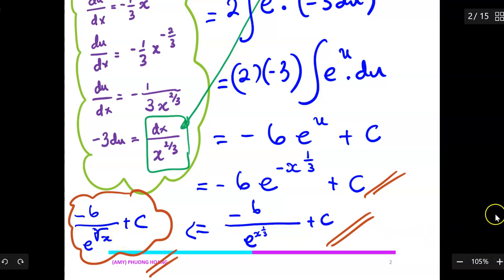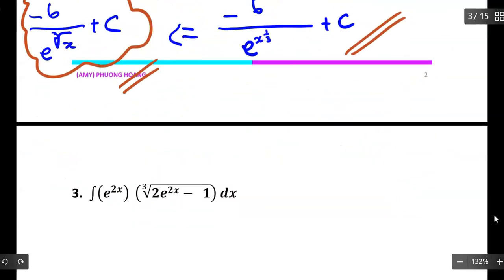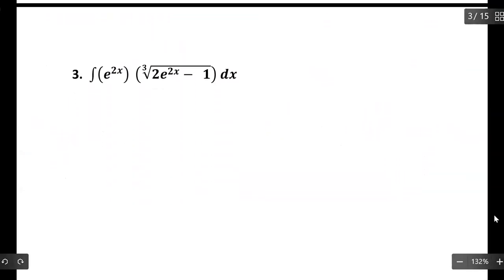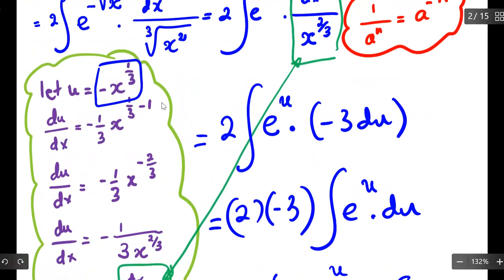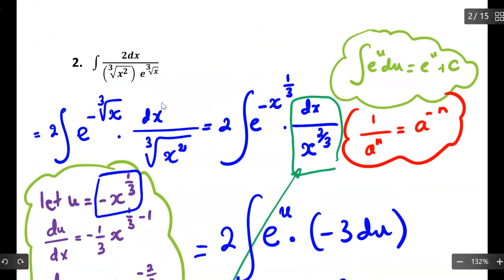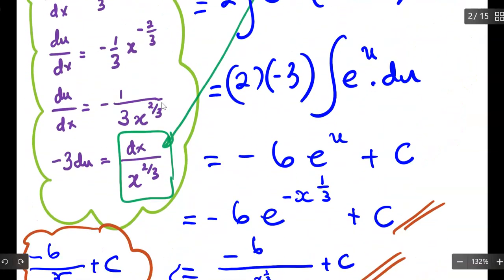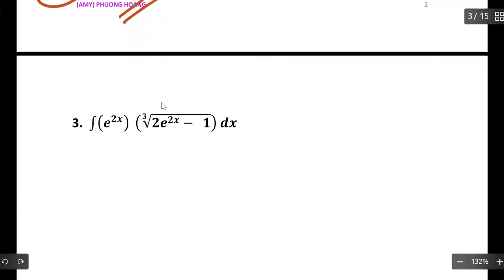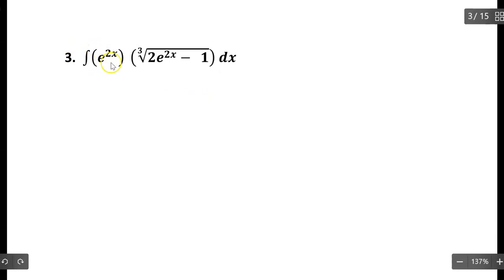Okay, so I do have time, so let me continue with the next question. Now you see right here, you also have e raised to the exponent something. So right away, I said let u equal to the exponent of e. But if you let u equal to 2x, then it doesn't do anything.